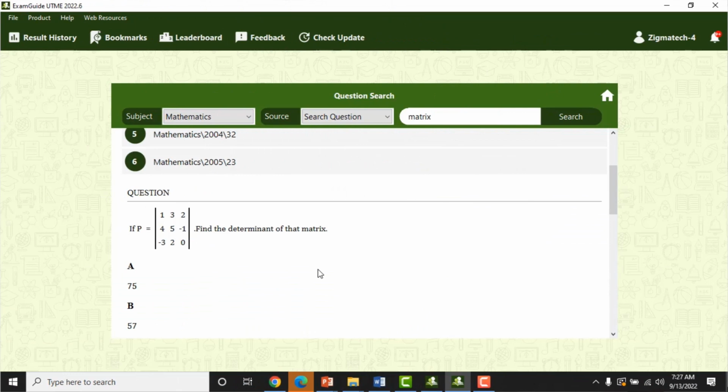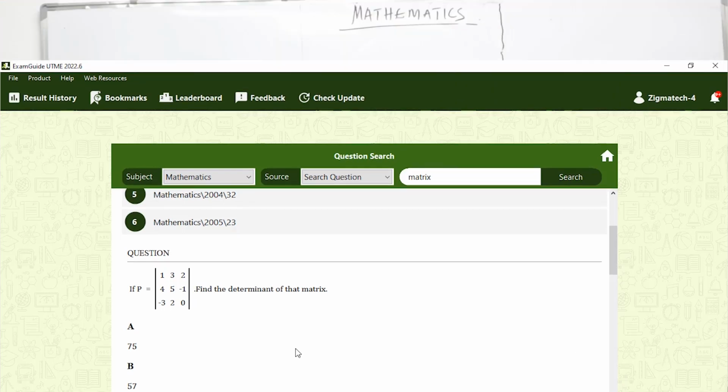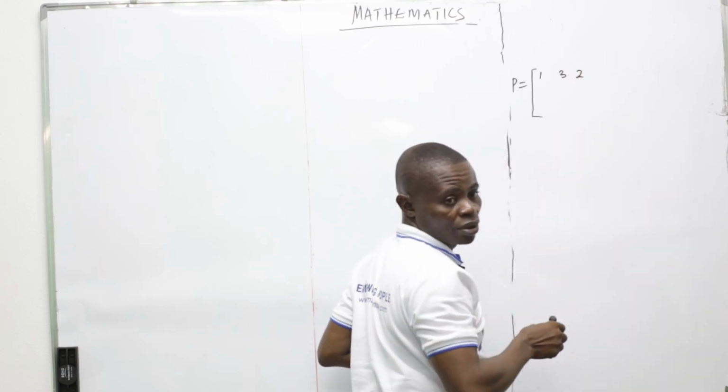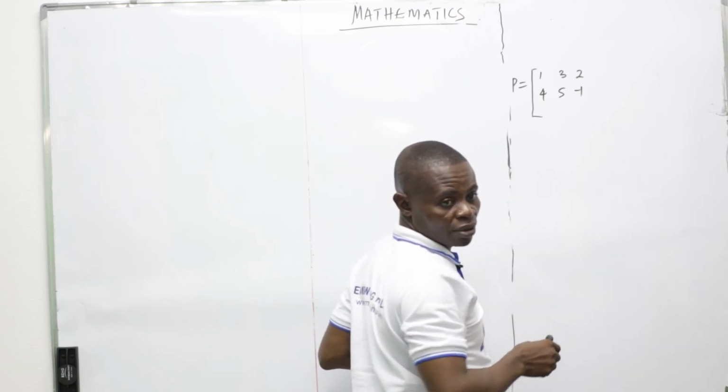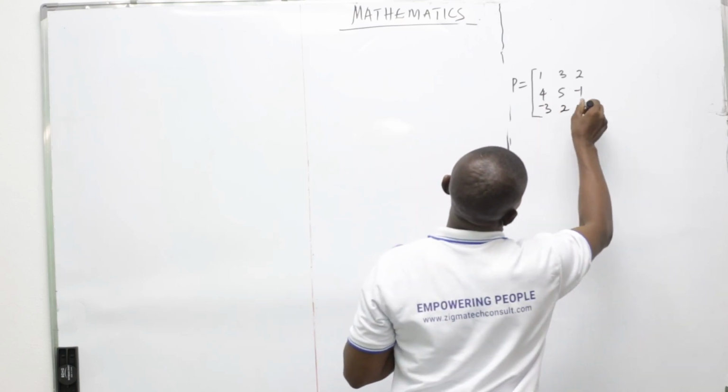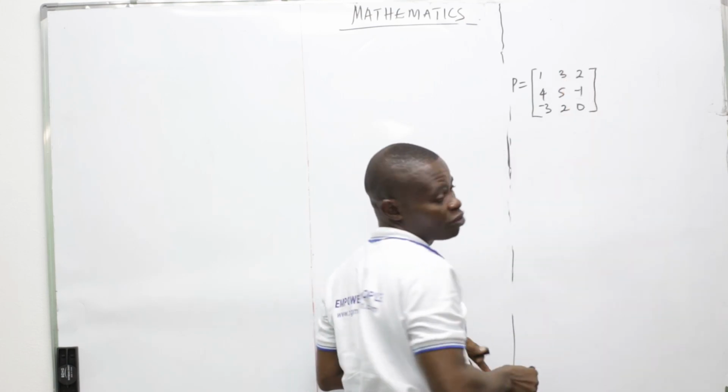Okay. There's a determinant question. If P is given, find the determinant of P. Given that P is this matrix, 1, 3, 2. The symbol they didn't type it well anyway. Minus 1, minus 3, 2, and 0 is supposed to be this. This is a symbol of matrix.